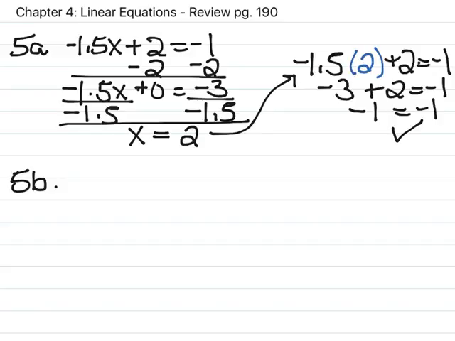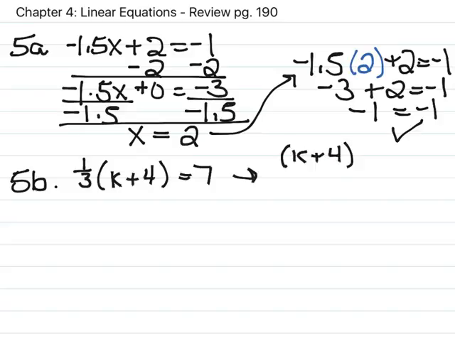5b. So you have a third times the quantity k plus 4 equals 7. So over here, you're multiplying by a third, which is the same as dividing by 3. So this can also be written as k plus 4 divided by 3 equals 7, because there's a 1 there. You just don't often write it because 1 times anything is itself.